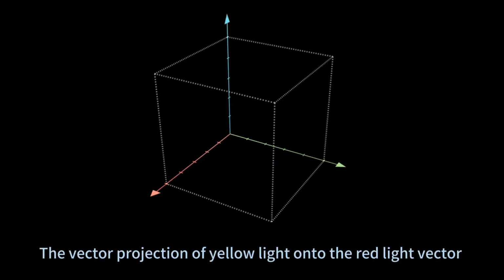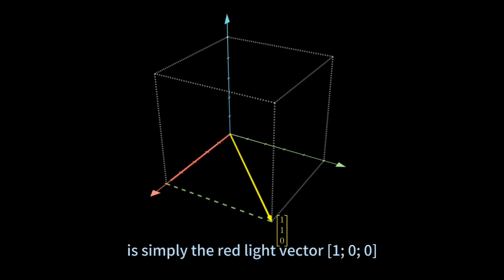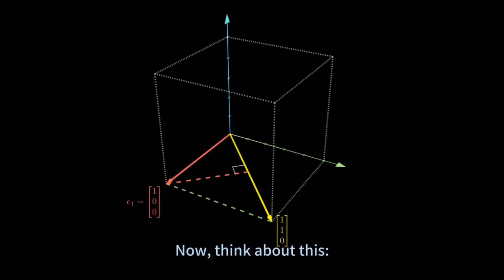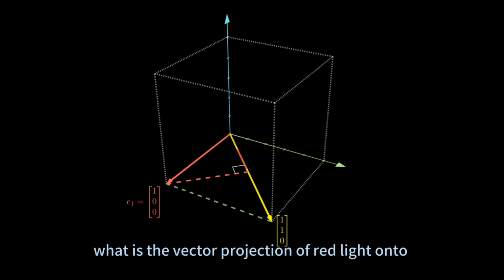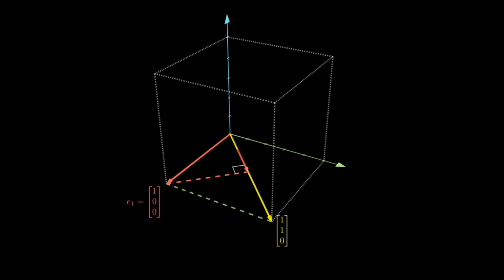The vector projection of yellow light onto the red light vector is simply the red light vector 1, 0, 0. Now, think about this. What is the vector projection of red light onto the direction of the yellow light?